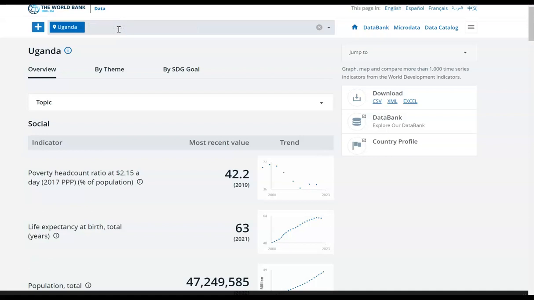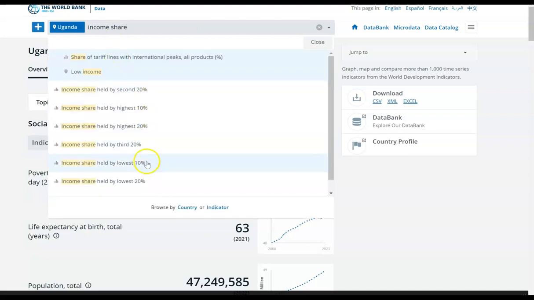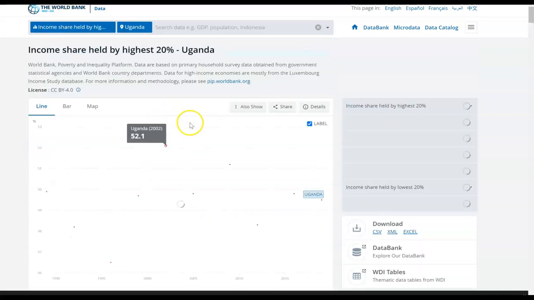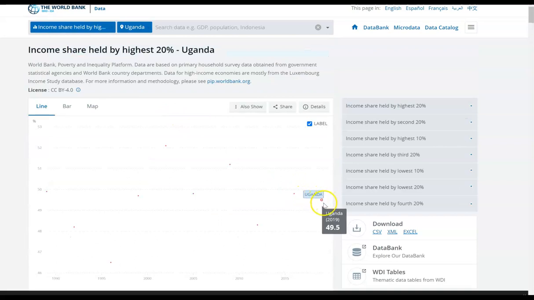Another thing you'll need for a future week is the income shares. So I need the income share of various groups of the population. For example, what percentage of the income is held by the highest 20% group? And in Uganda, that's about 50%, 49.5. Okay. And we see it's changed slightly, but again, if we want to get a few data points, we can grab the data points from here, or we can download the data. And you'll use this in a few weeks when you talk about inequality.